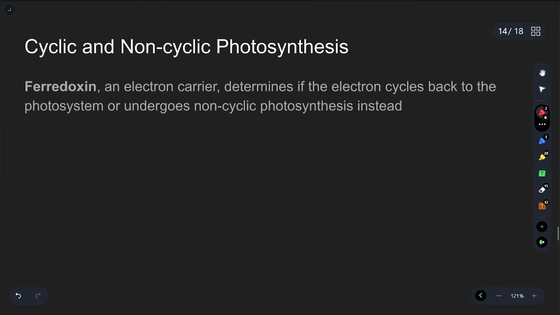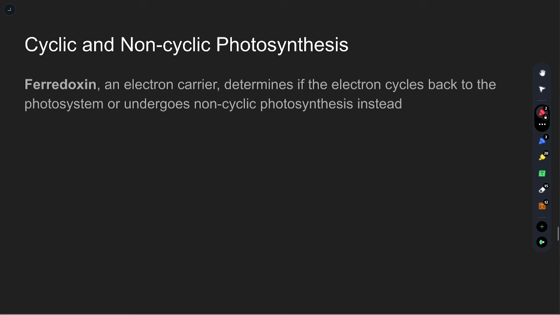Okay, so the most important part that I want to get out of cyclic and non-cyclic photosynthesis is the role ferredoxin has in both of them. I mentioned ferredoxin in both cyclic and non-cyclic. Ferredoxin is the one that determines if the electron cycles back or goes through non-cyclic photosynthesis instead. So ferredoxin is responsible for moving that electron to cyclic or non-cyclic photosynthesis.